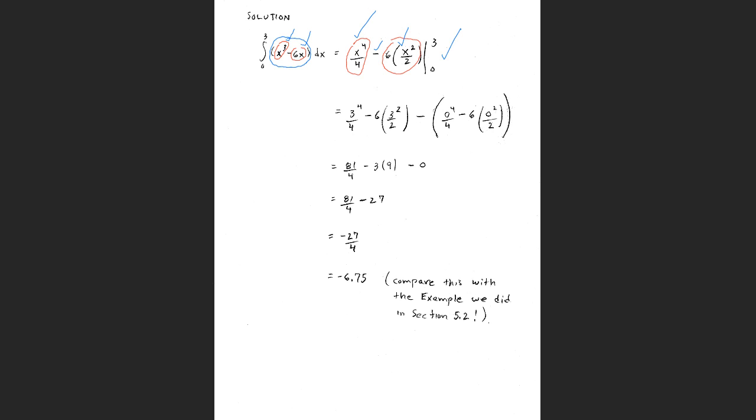Okay, now we want to evaluate. So I'm going to call, just for the sake of notation here, this the big F function, which is our antiderivative function. And of course, the x cubed minus 6x function, that's just little f of x.